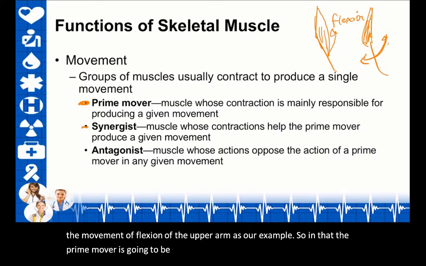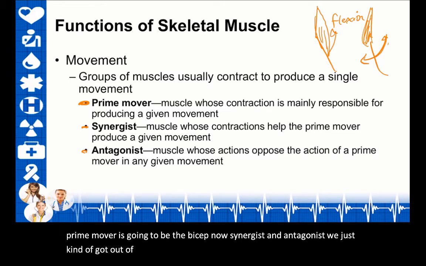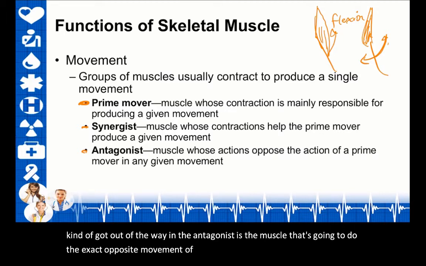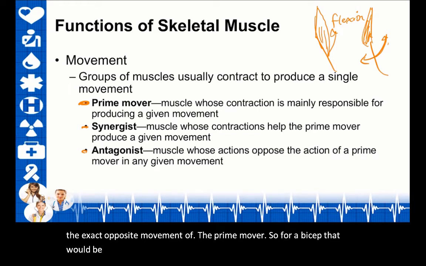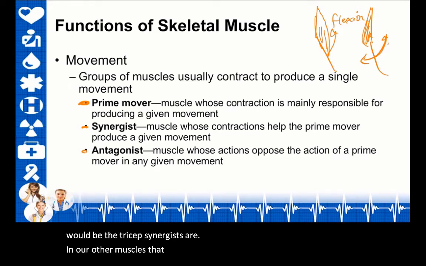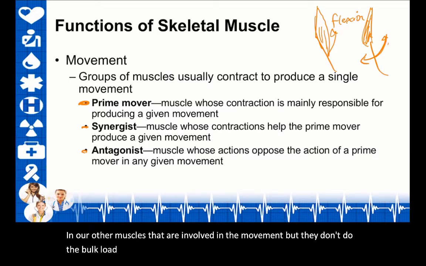Now, synergist and antagonist. The antagonist we just kind of got out of the way. The antagonist is the muscle that's going to do the exact opposite movement of the prime mover. So for a bicep, that would be the tricep. Synergists are other muscles that are involved in the movement, but they don't do the bulk load of muscle movement. They fine-tune. So this is where some of our fine motor skills come into play.